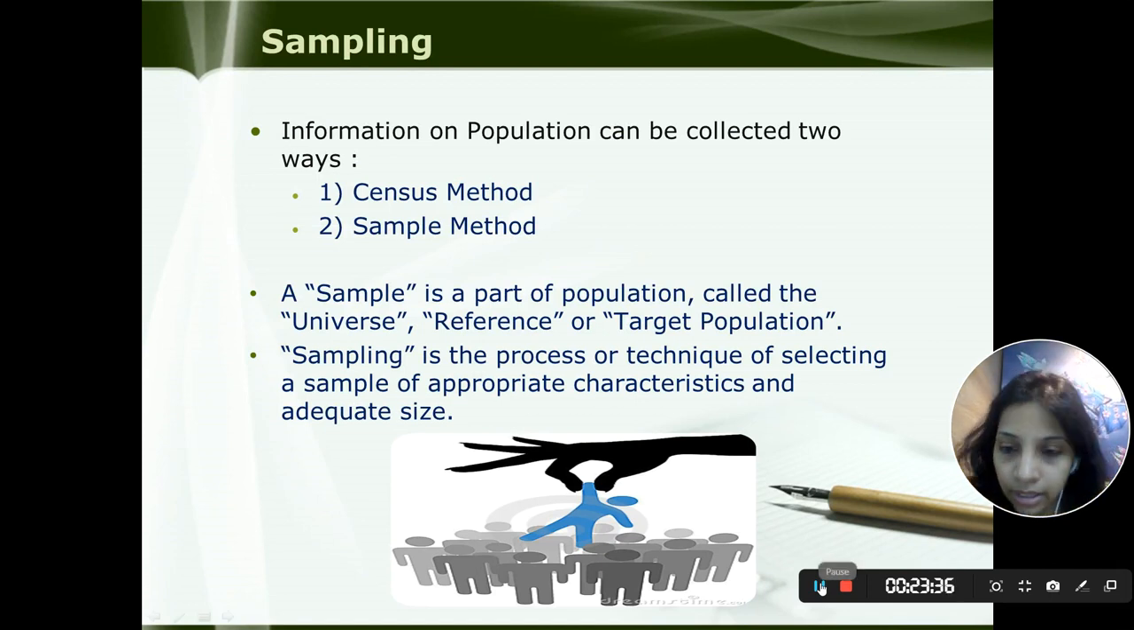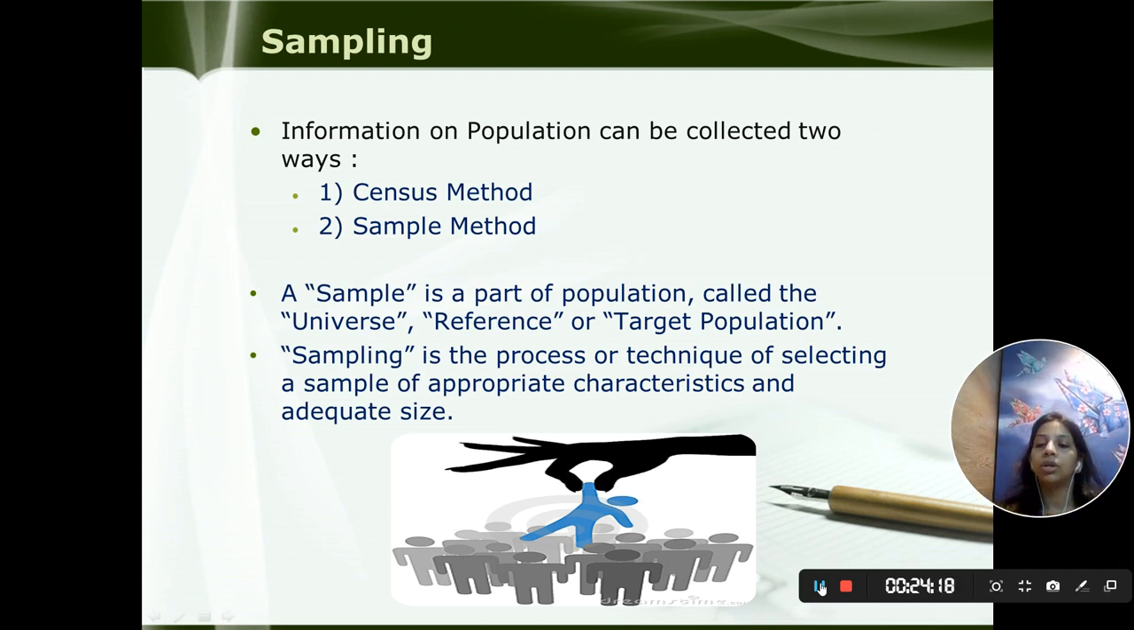So next is sampling. Sampling is a very important LAQ question when it comes to your final year papers. So what exactly is sampling? Information on a population can be collected in two ways, census method or sample method. Census, as you all know, involves the entire population. Obviously when it comes to research, we cannot involve the entire population, we need to go for the sample method. So a sample is considered a part of a population called the universe, reference or target population. So your whole is the universe or reference or target population and the part is the sample.